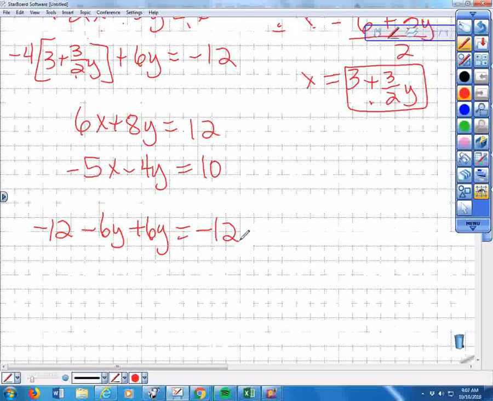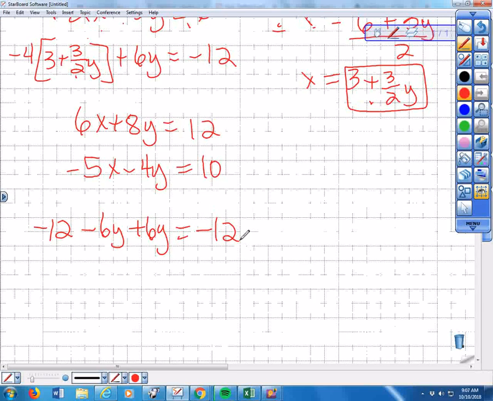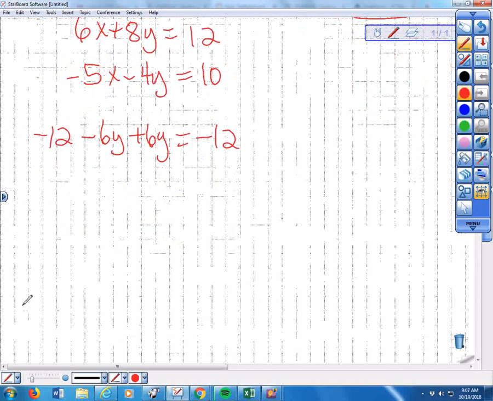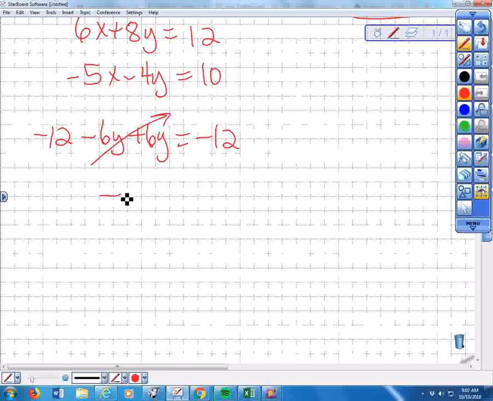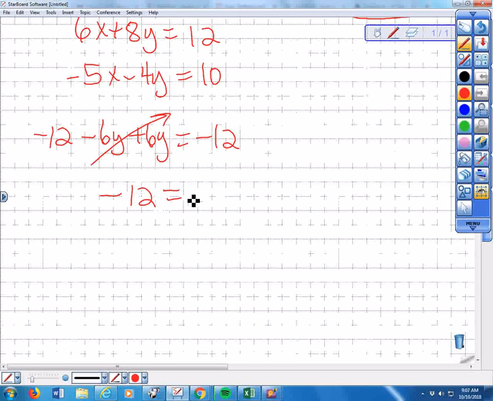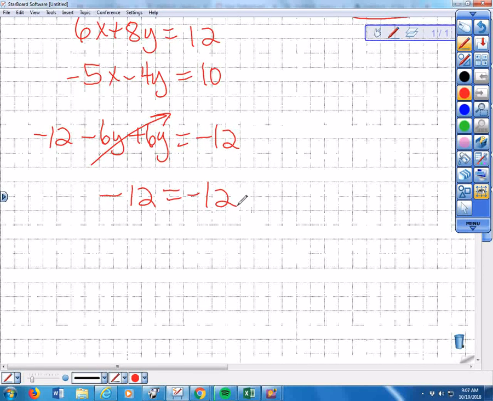And that's what I get. So my negative 6y plus 6y goes to 0, right? And I'm left with negative 12 equals negative 12.